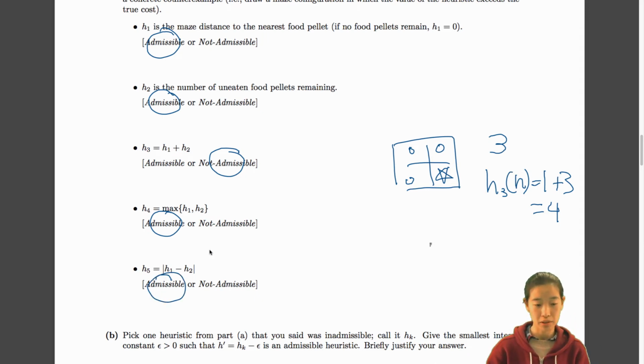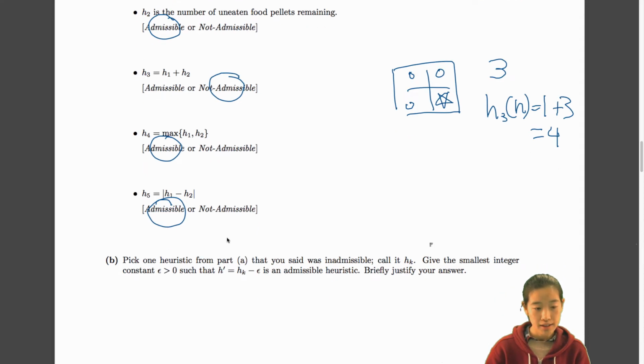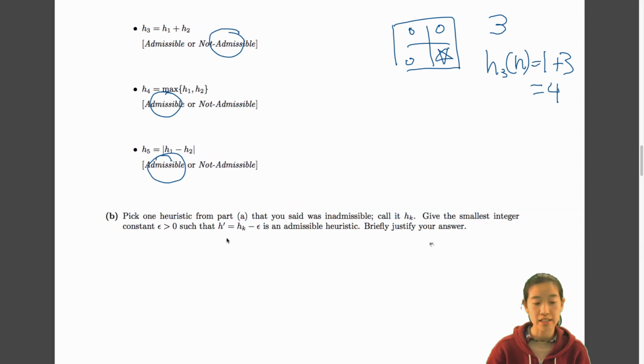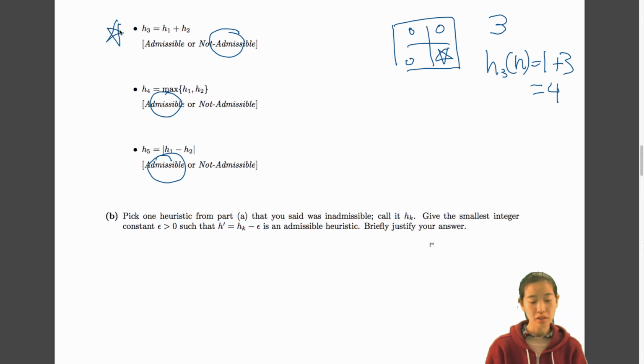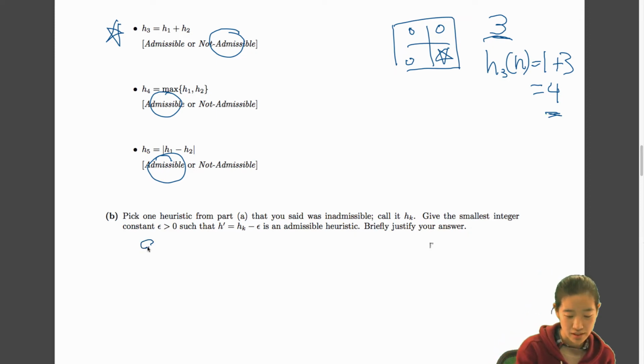Okay, moving on to part B. Now that we have identified which ones are admissible and which ones are inadmissible, we can try to see if we can make our only inadmissible heuristic, H3, admissible as well. So we need to find an epsilon. In our case over here, we said that we had 3 versus 4. It was not admissible. So we can just guess and check. We can set that epsilon equals 1.